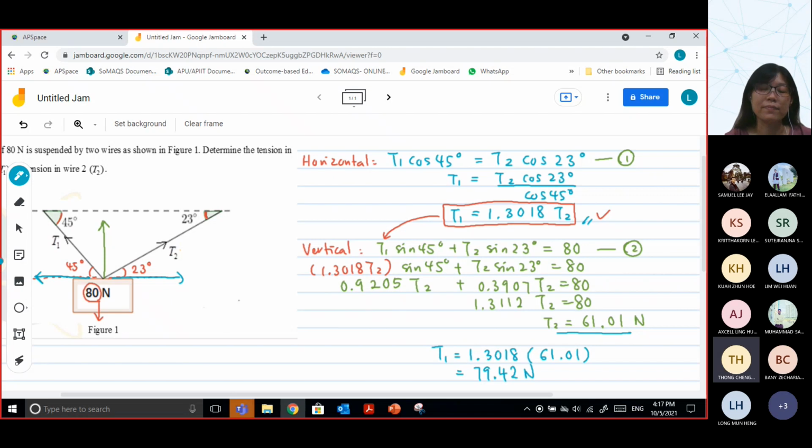Hi, Miss. Yes. Can I put my answer in 4 decimal places, or do you have to put 2? For the Newton, normally we may not need so many decimal places, but even if you put 4 or 2, it doesn't matter to me.